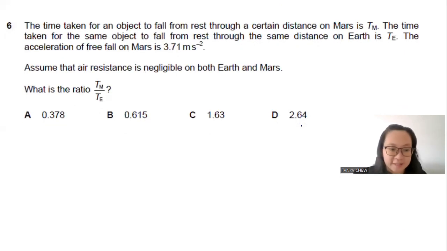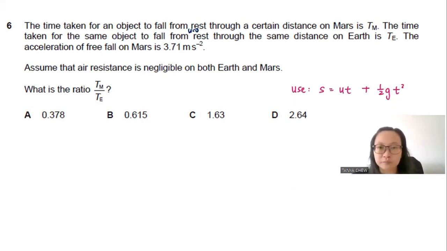So question number 6, the time taken for an object to fall from rest. When I see the word from rest, I always put u equals 0, because the initial velocity must be equal to 0, through a certain distance on Mars is Tm. The time taken for the same object to fall from rest through the same distance on Earth is Te. The acceleration of free fall on Mars is 3.71 meter per second square. Assume that air resistance is negligible on both Earth and Mars. What is the ratio Tm to Te?